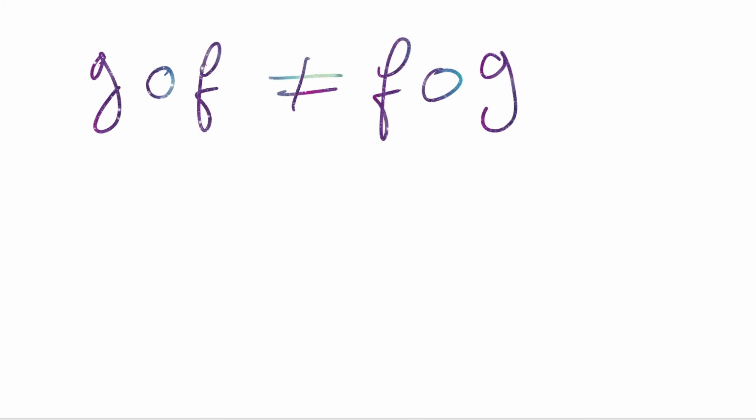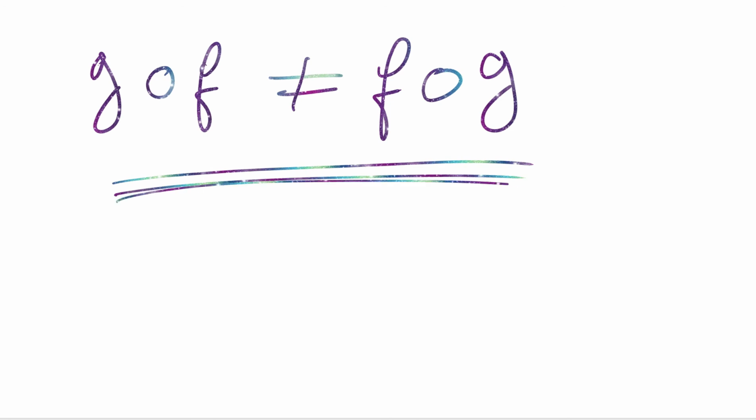Another key concept that you have to understand here is that the composite function is not commutative. You cannot say that g round f is the same as f round g. This is different. Be careful. This is different. You have to understand this. They are very different.